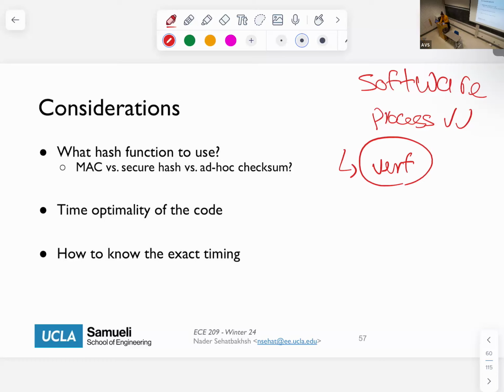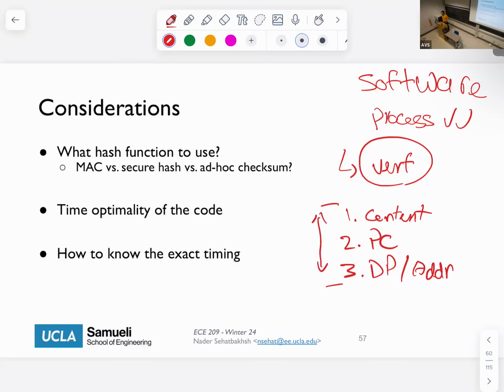But in order to make sure that this verification function has not been changed, I need to check basically three things: the content of verification function, the PC, the program counter, and the DP, or in general, the address, okay? So my hash computation function needs to involve all these three together, and that's what we're going to discuss later. And then in addition to that, I'm going to time this process, and I'm going to design this such that if timing is changing anyway, I can detect it easily.